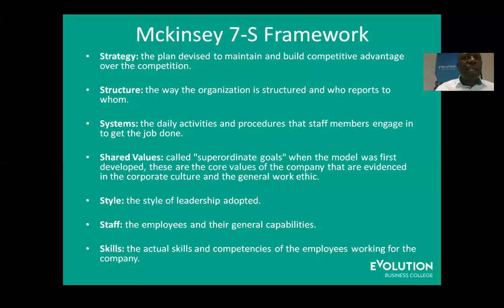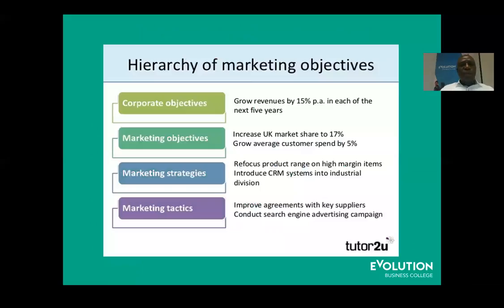When you're at a senior level, everyone wants to know, what is your style? How are you going to lead this organization? What do you believe in? What are your ethos and your principles? And the staff, that's the employees and their general capabilities, so your staff and their skill base. Skills: the actual skills and competencies of the employees working for the company. What skills do you have in the organization?